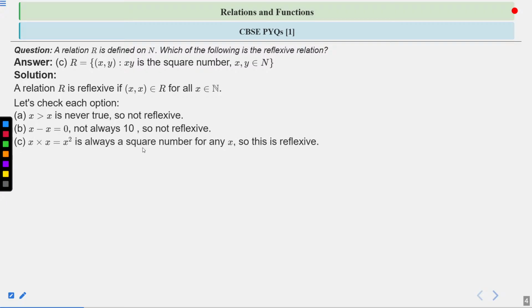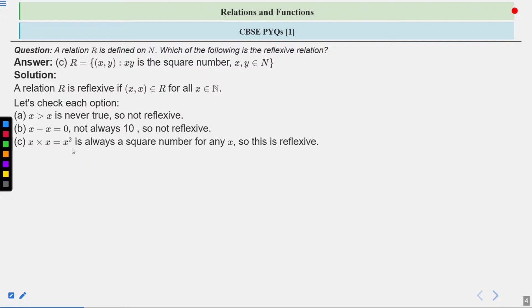Now, let's move to option C. Option C says xy is a square number. So if xy is a square number, then (x, x) must lie in the relation R. So x into x, which is x squared, is always a square number for any x. So this is reflexive. Therefore, option C is right.